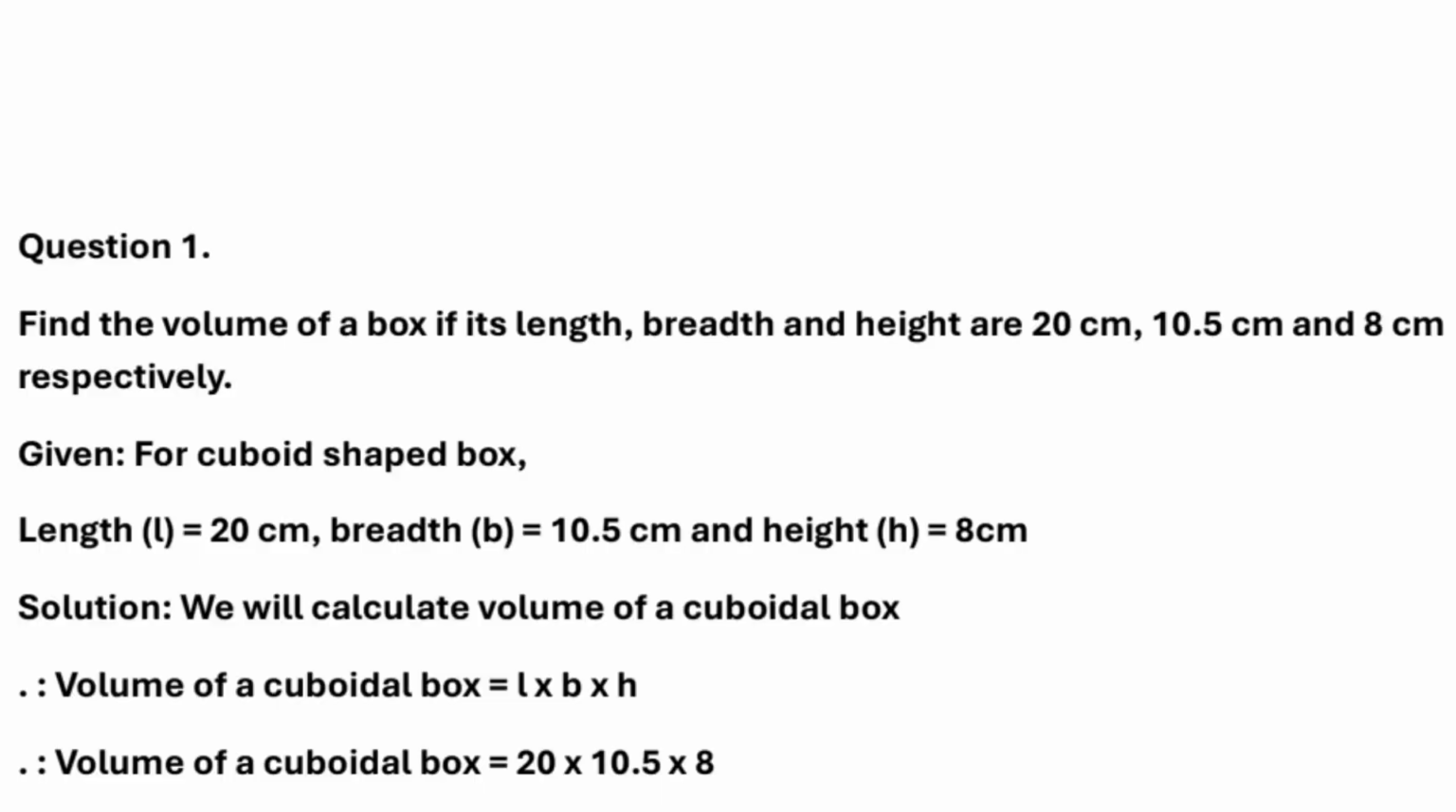Question number 1. Find the volume of a box if its length, breadth and height are 20 cm, 10.5 cm and 8 cm respectively. Means here length L is equal to 20 cm, breadth B is 10.5 centimeter, and height H is equal to 8 centimeters. Have you got this?